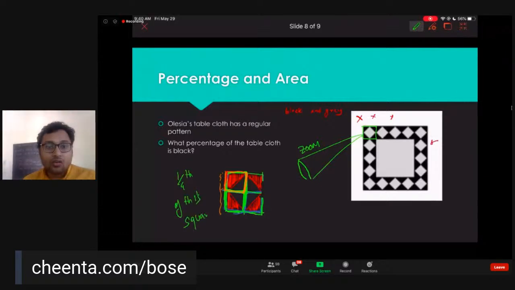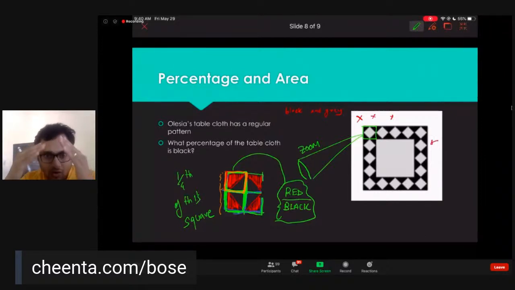Okay, now in this little square, there is a red region and there is a black region. What do you think about this red and black region? What about the areas of the red and black region? They're exactly half of this small square, right? They are equal. Yes, they are equal. Correct.